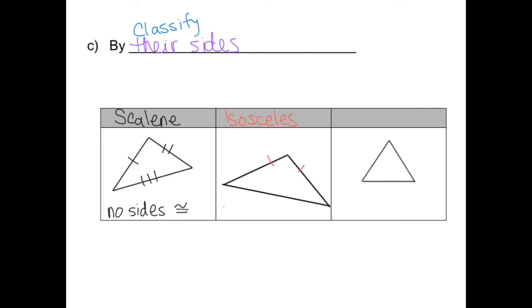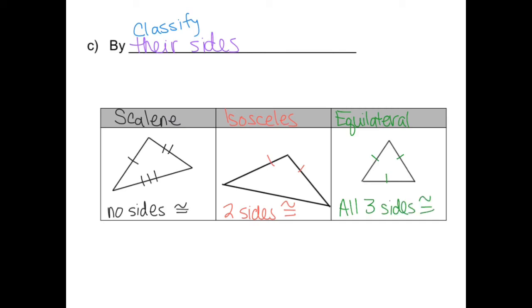Isosceles triangles is when there are two sides that are congruent. Again, using the tick marks to identify which sides they are. Finally, the equilateral triangle has all three sides congruent.